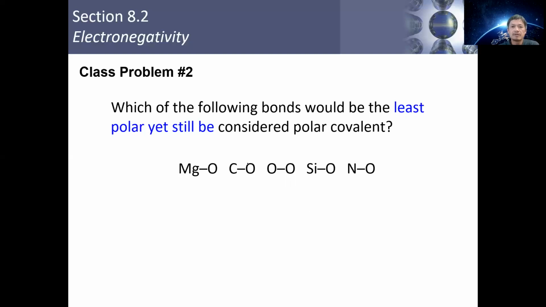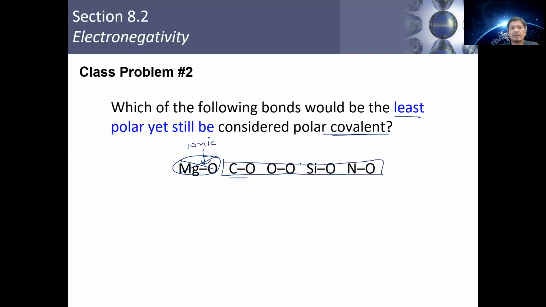All right, so we're going to do the same thing here. We want to find the least polar that is still considered polar. So for the first one here, this is going to be an ionic bond. How do we know that? We have a metal and a non-metal together. Okay, so we have that one excluded because that would not be considered a polar covalent bond. So we can eliminate that directly. That means we're left with these 4 options here.